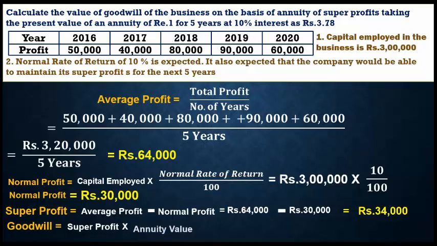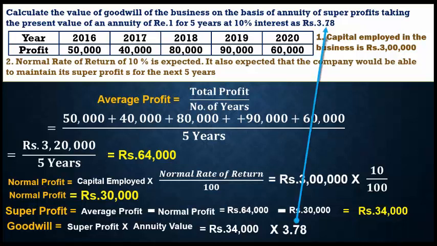Okay, now the goodwill is equal to super profit into annuity value. What is the super profit? We have calculated rupees 34,000. Super profit rupees 34,000 into annuity value. What is the annuity value given in this problem? 3.78. In this problem it is clearly given as 3.78. 34,000 into 3.78. What is the answer?